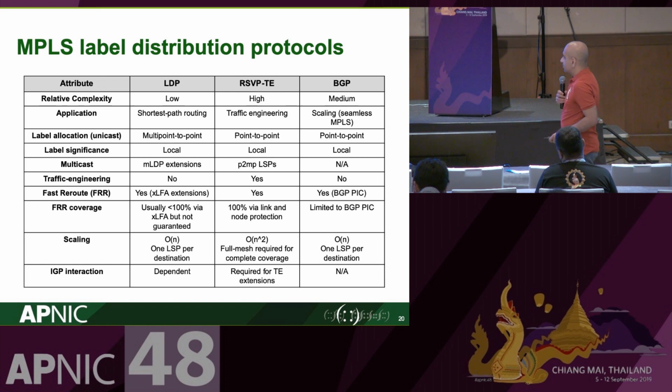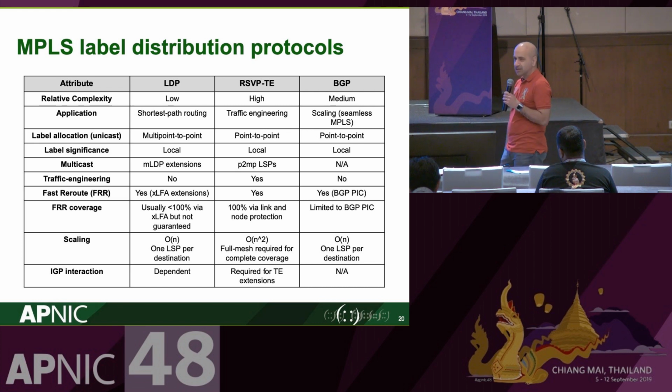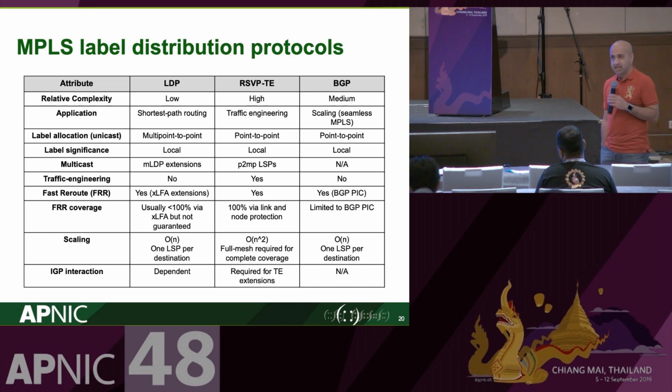So I'm not going to go through this, right? You can see the pros and cons of the different label distribution protocols. BGP can also be used for label distribution. You saw that with the VPN. That label 1234 was actually advertised by BGP. So BGP can play a role in distributing MPLS labels as well.